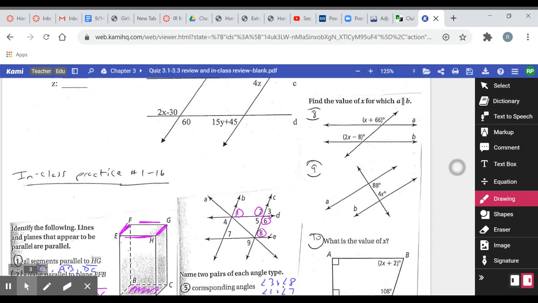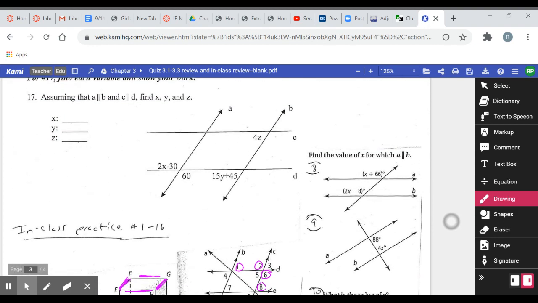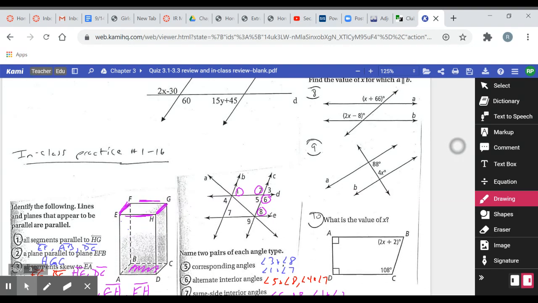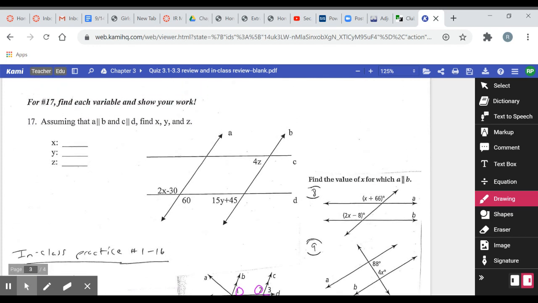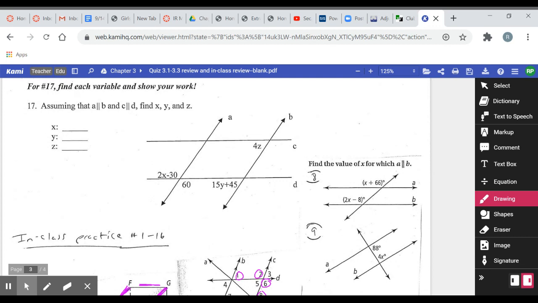Okay, so now once we move to number 8, we're going to set up a couple of true equations to be able to solve for 8 and 9, and I'm going to do that up above these problems. If I look at number 8 here, it says find the value of x for which a is parallel to b. So I want to look at these 2 angles right here and think, what kind of angles are they?